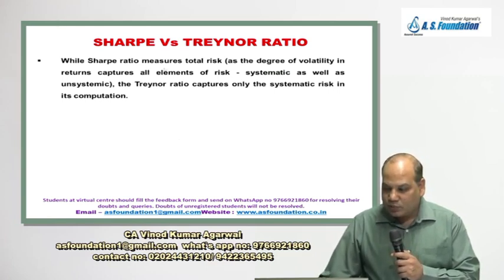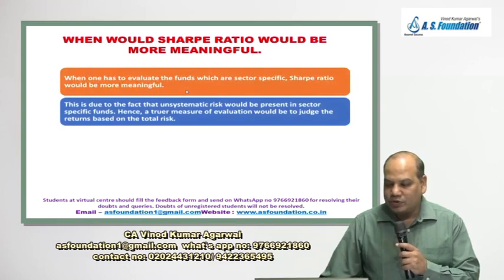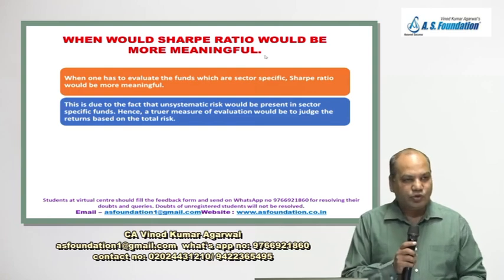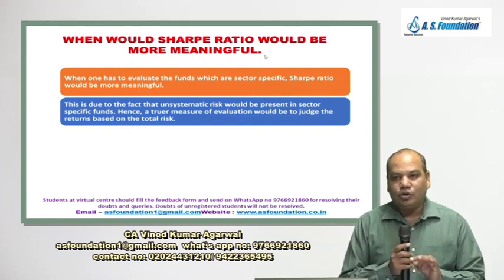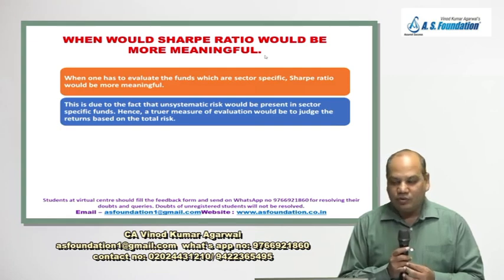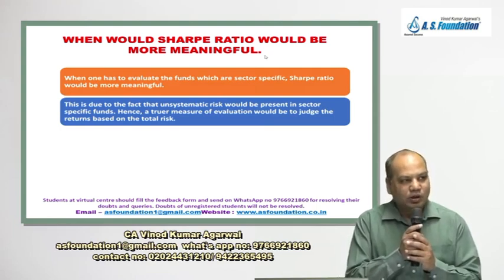Okay. While Sharpe ratio measures total risk, degree of volatility in return captures all elements of risk. Total risk includes systematic and unsystematic. Treynor ratio captures only systematic risk. When would Sharpe ratio be more meaningful? For a diversified fund or for a sector based fund? When will Sharpe ratio be more useful? Sector based fund, because then we are concentrating only on one type of risk.